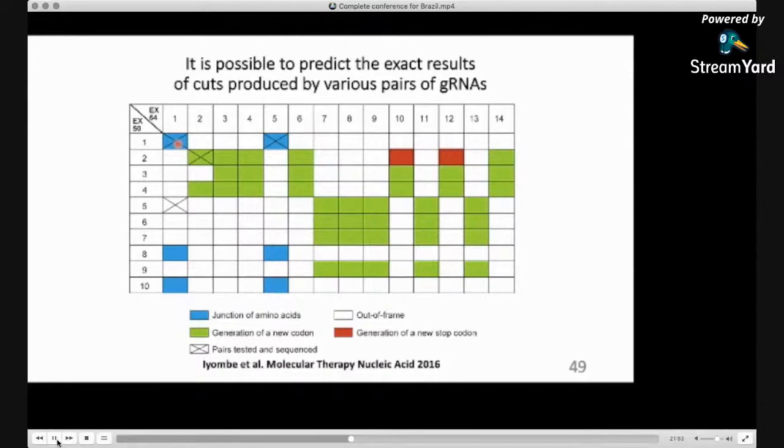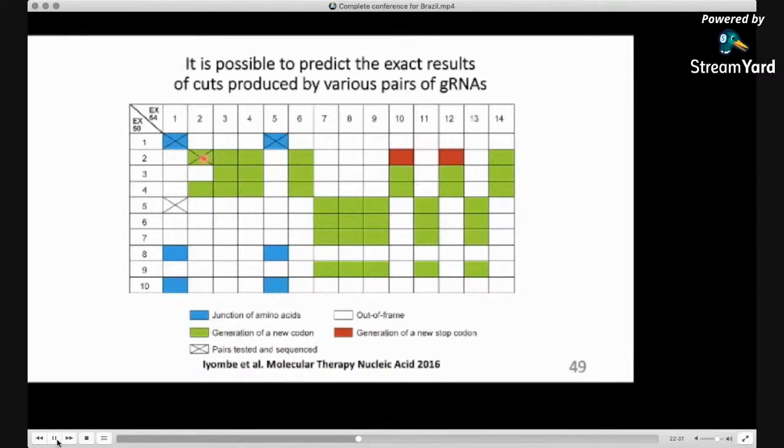However, when the square is green, that means that we have at the junction site a new amino acid, which is produced because we have cut in exon 50 right after one of the nucleotides of the codon, and the 2 nucleotides that will complete this codon are from exon 54. We have cut right after one nucleotide of the codon in exon 50, and thus there are 2 nucleotides left from exon 54 to create a new codon at the junction site. There's thus a new amino acid at the junction site, but there is no frame shift, and all the other amino acids are the correct ones.